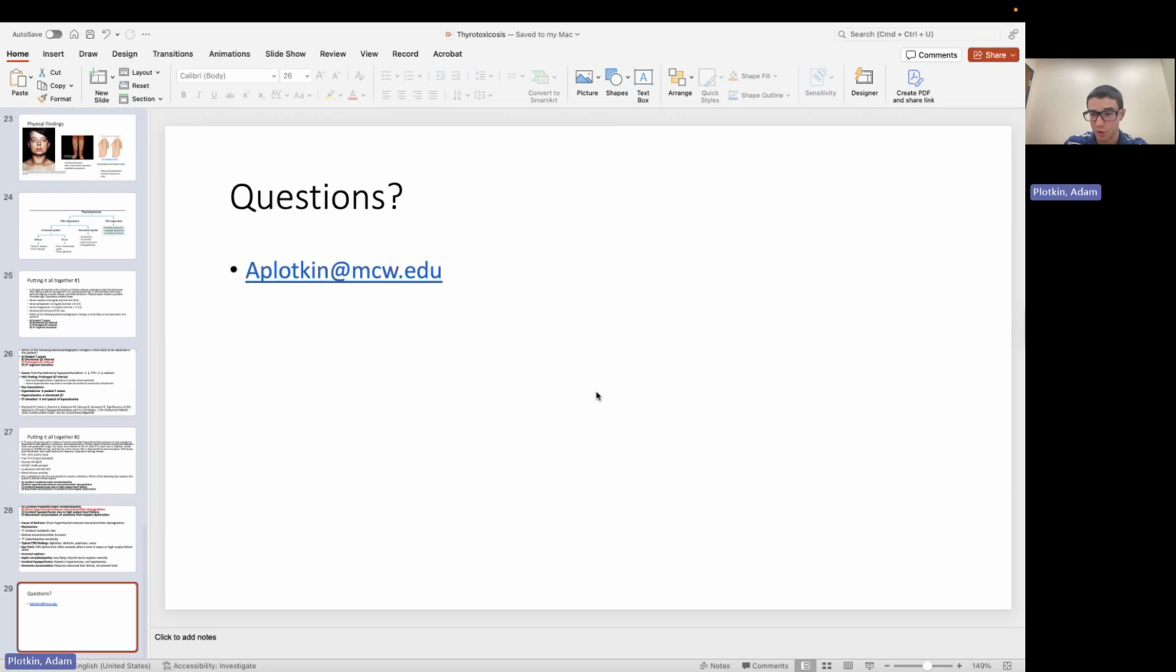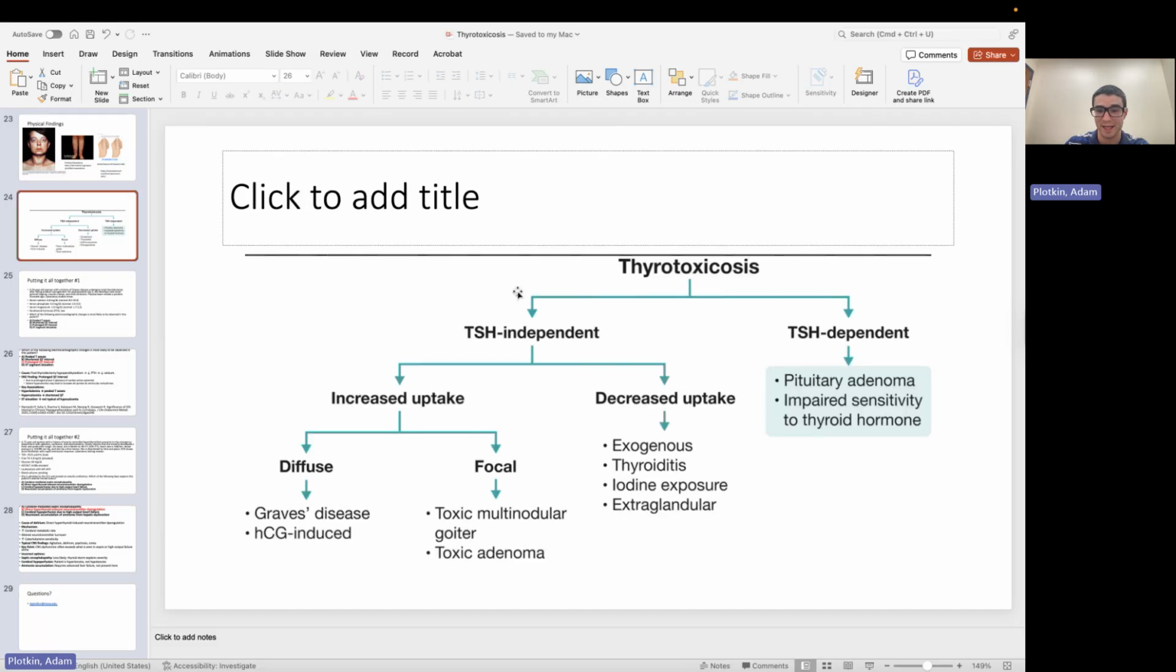All right, so we went over a lot. Again, here's your mechanism one more time, thyrotoxicosis. We can think about it as TSH dependent or TSH independent. If it's TSH dependent, we think about pituitary adenoma or an impaired sensitivity to thyroid hormone. If it's TSH independent, we can do a radioactive iodine uptake. If we see a decreased uptake, we think about exogenous thyroid hormone use, thyroiditis, iodine exposure, or extraglandular sources like struma ovarii.